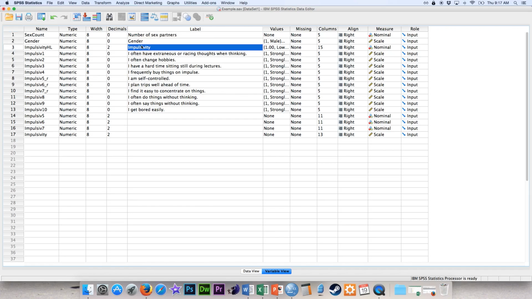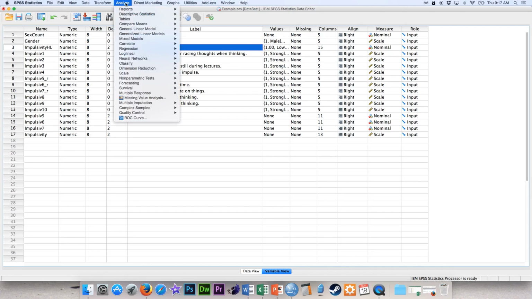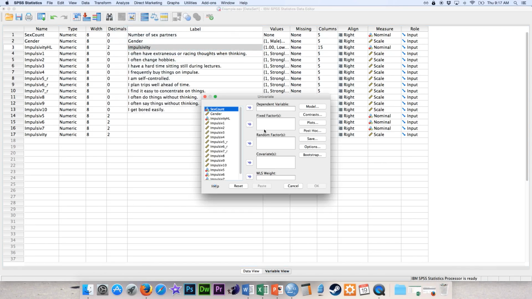For this, we're going to be using a Factorial ANOVA. So go to Analyze, General Linear Model, Univariate. Univariate means we're assessing one dependent variable. So our one dependent variable in this case is going to be sex count, or how many sex partners they had. And our fixed variables are going to be gender and impulsivity high-low.